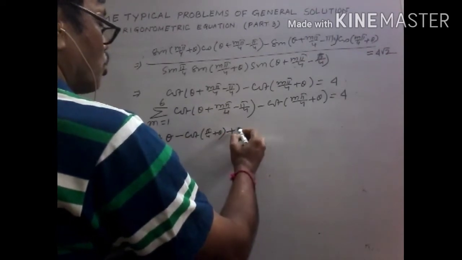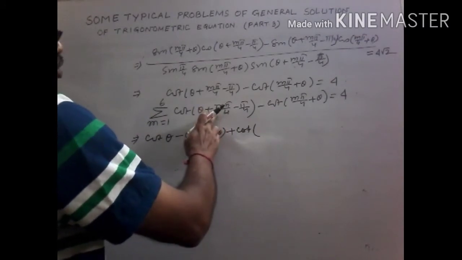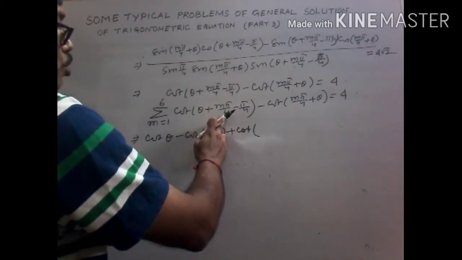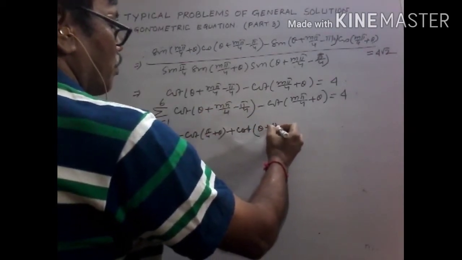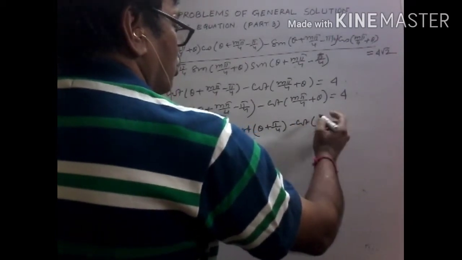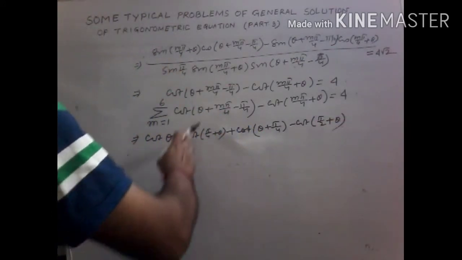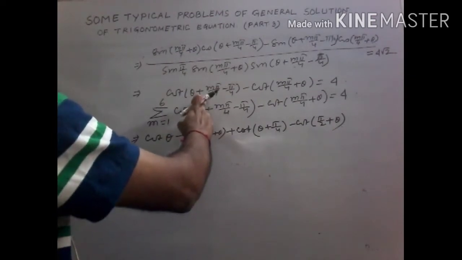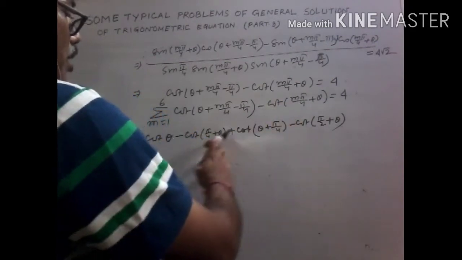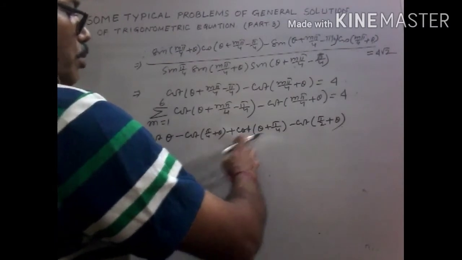So m equals 2. Cot(π/2 − π/4 + θ), that is cot(θ + π/4), minus cot(π/2 + θ). So the m equals 1 term, cot(π/4 + θ), cancels, leaving cot(θ + π/4).